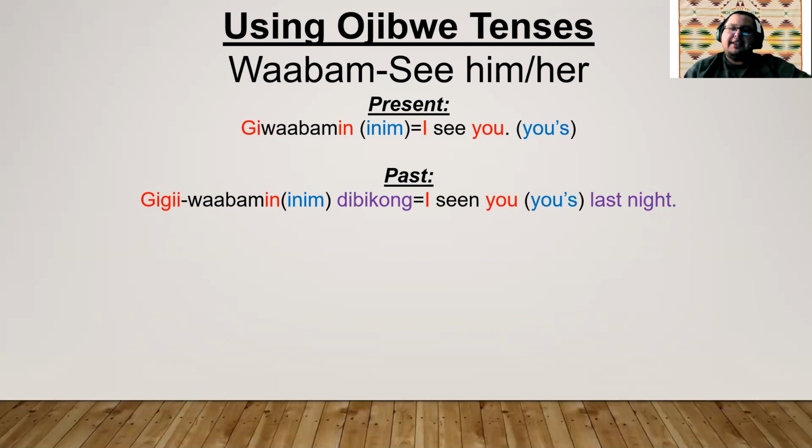And sometimes you'll see a 1S, 2P next to something, maybe in the Ojibwe People's Dictionary. That's what these numbers mean. So 1S, 2P would be first person singular to second person plural. Gigiwabaminim dibikung. I seen yous last night.